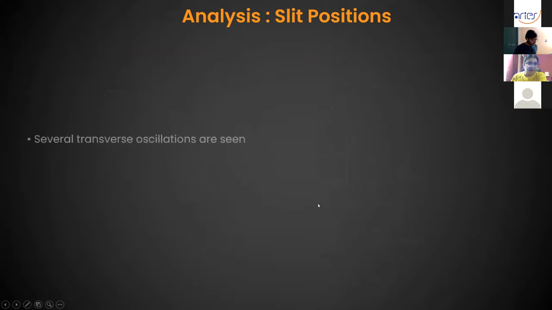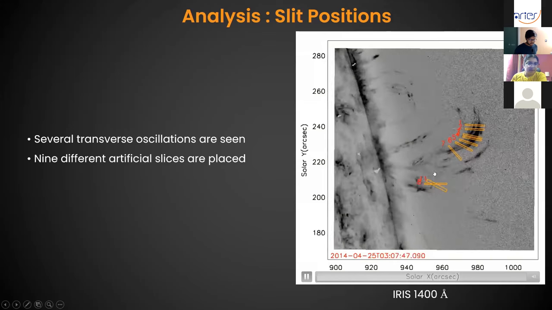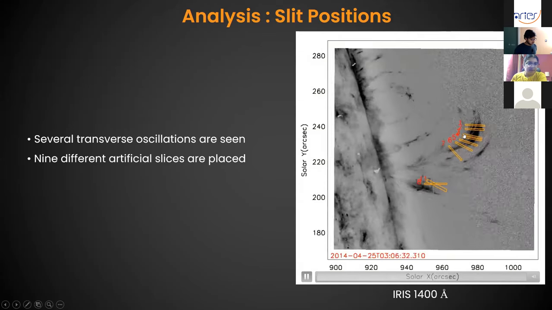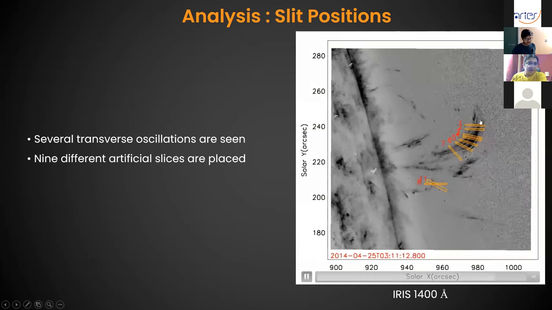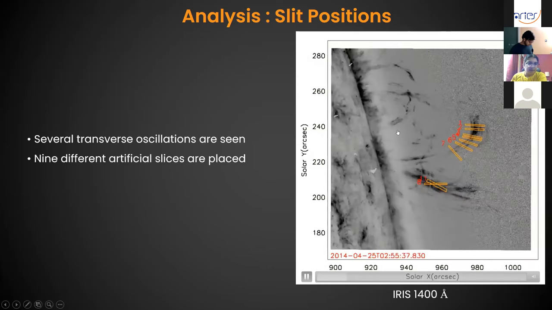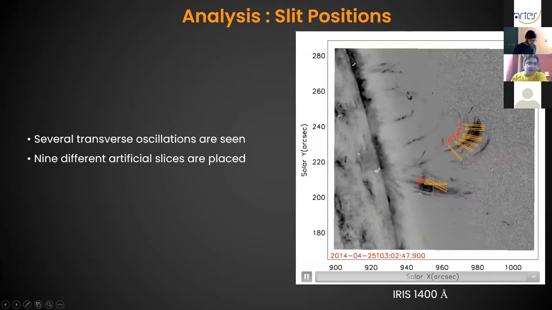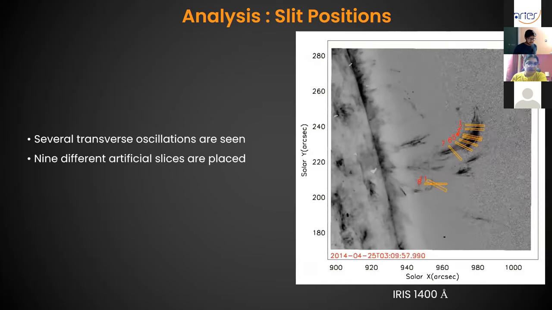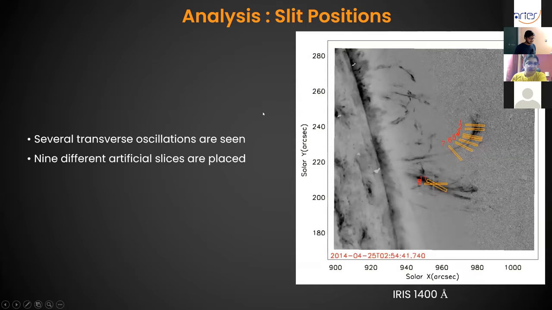So we have taken 9 different artificial slits at two different loops in this particular event, and several transverse oscillations are seen in these slits. As I have mentioned earlier, no oscillation was found in the Verwichte et al. 2017 paper. So for that we have used a technique which is called the motion magnification technique.